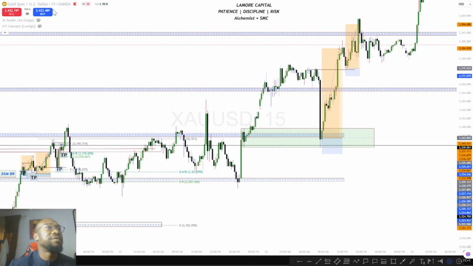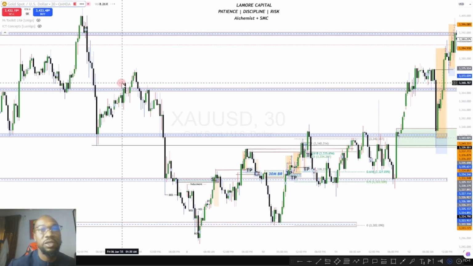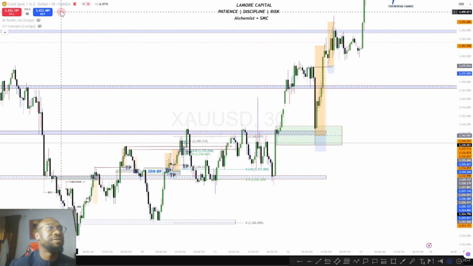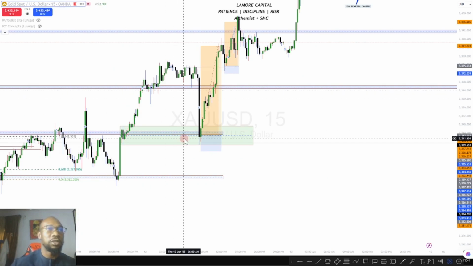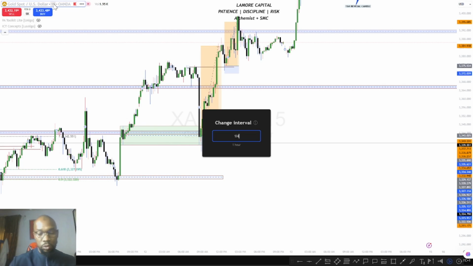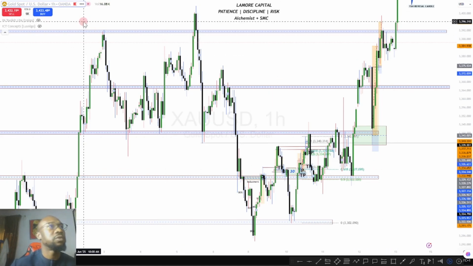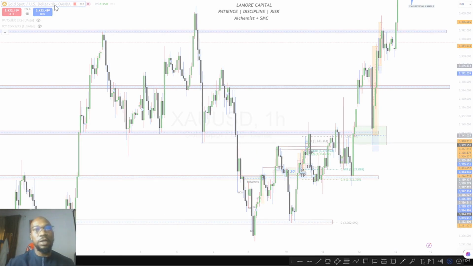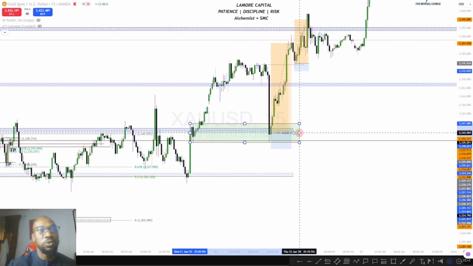Was it a 15 minutes time frame or the 30 minutes time frame? Let me have a check. So it's the 15 minutes time frame. We caught it on the 15 minutes time frame. Now this particular trade is a little bit trickish. But let's go to the 1 hour time frame, I want to have an idea. Yes, we caught it on the 15 minutes time frame. We used a breaker to enter that trade. That's a mitigation block. That is what we used to enter this trade.